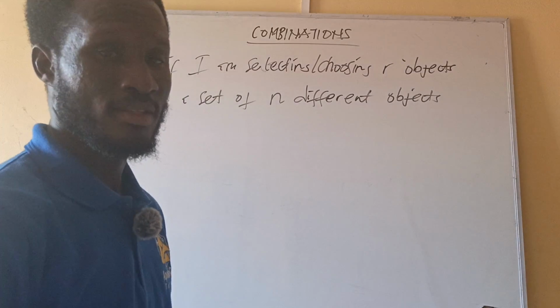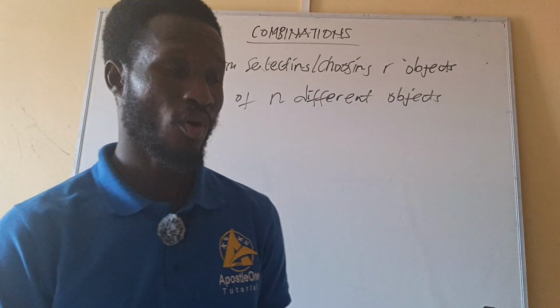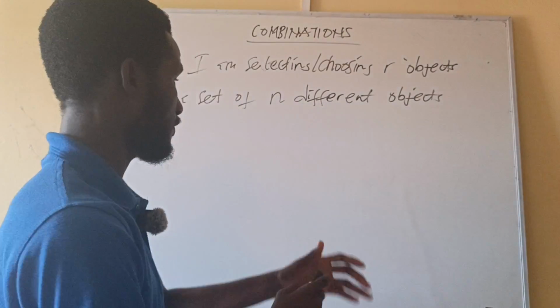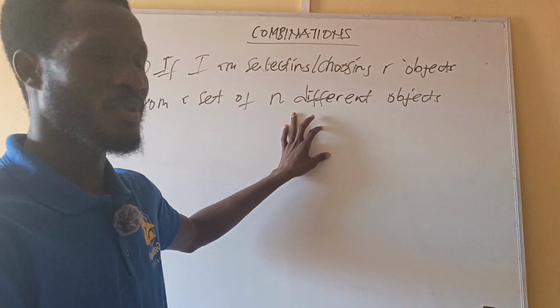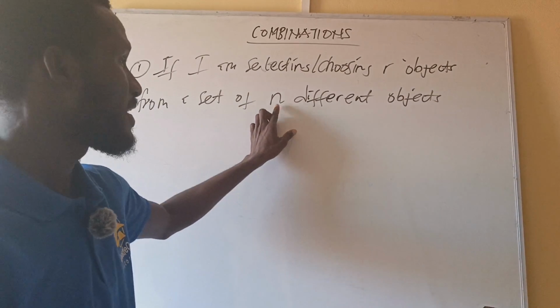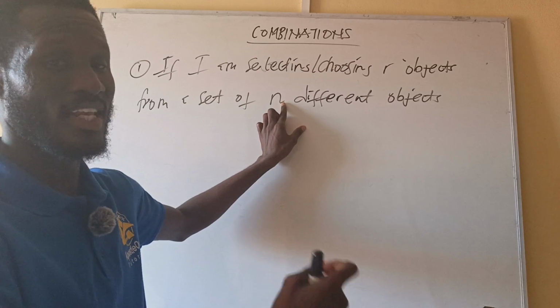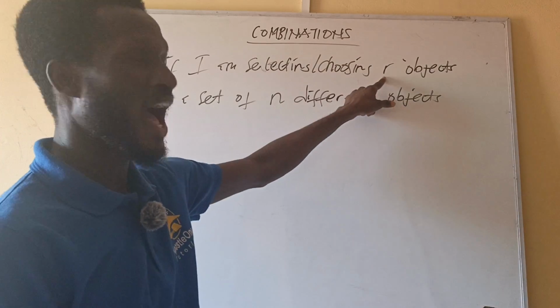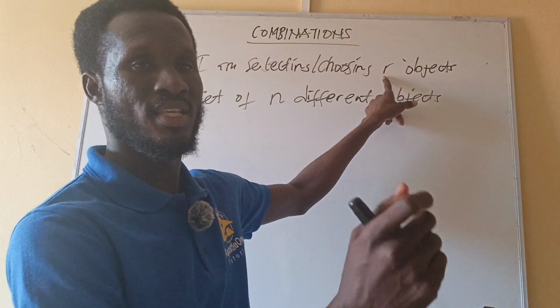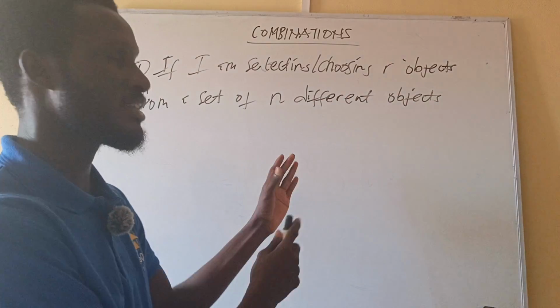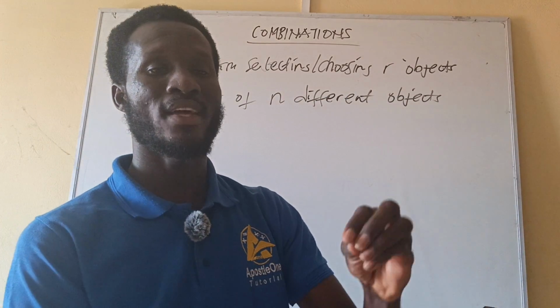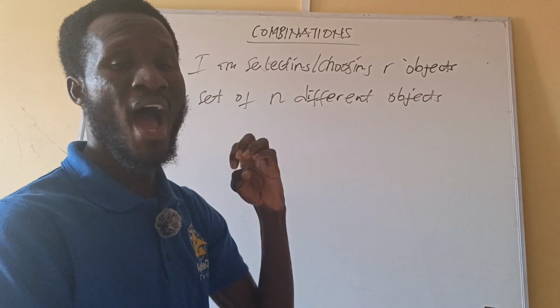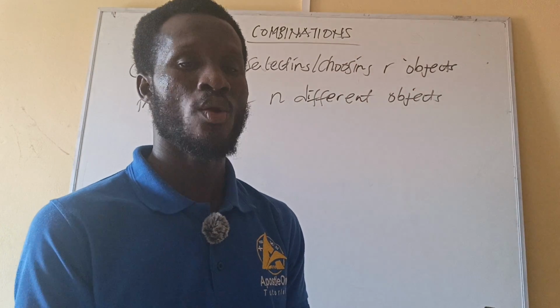Now, do you understand what I'm saying? I am using myself an example. I have a set of n different objects, meaning I don't know the quantity of objects. The n here represents the number of different objects. Now, the R here represents my selection. Let's say we have 10 objects, meaning n is equal to 10, and I want to select 2 from the 10, meaning R is equal to 2. How am I going to do it?